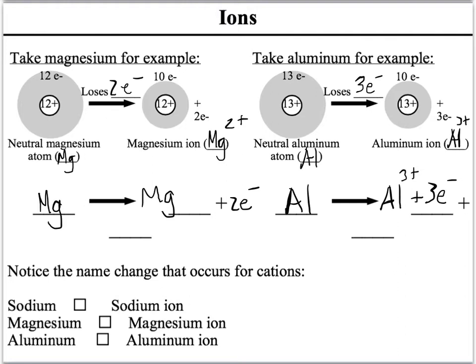Okay, so you might have seen the name change that is occurring here for the cations. Before we had aluminum, and then after it's an ion, it's just called the aluminum ion. So all we do with cations is we just write the word ion at the end.